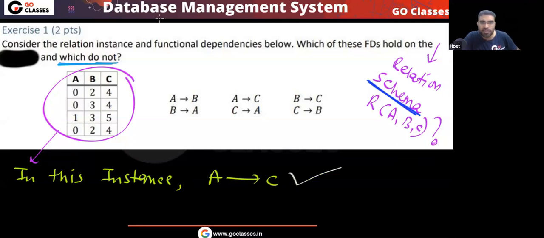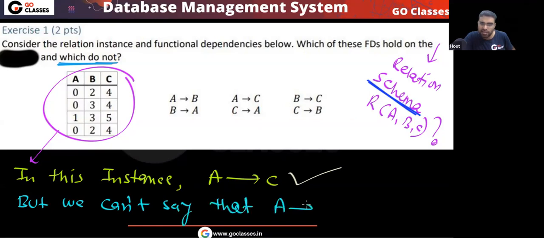But does it mean that in the schema this will be satisfied? It does not mean that on the schema this will be satisfied. We can't say that A determines C or not on the schema. On the schema we cannot say. Yes or no? Is this clear?